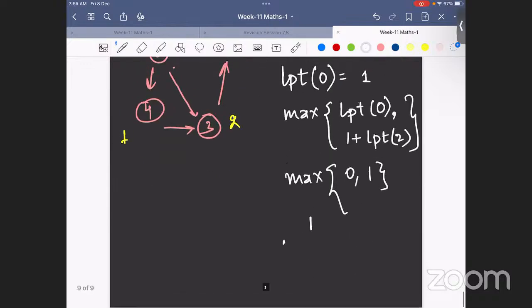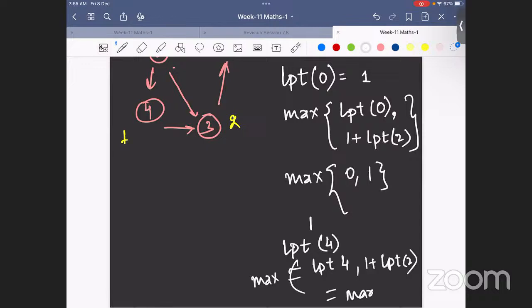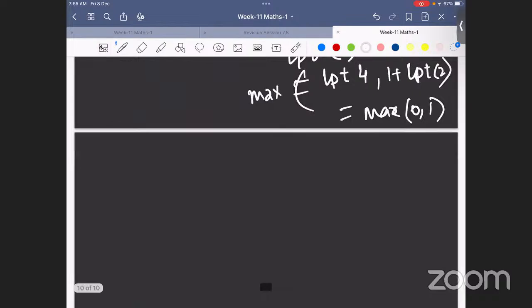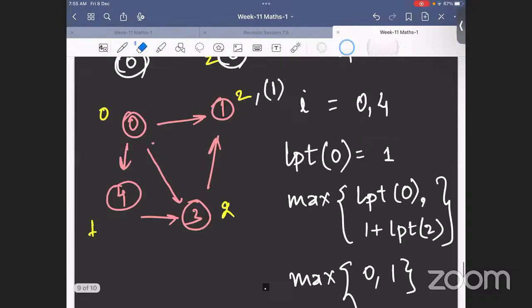Now you have to update the LPT of 4 also, right? And what should the value be again? Maximum of LPT of 4, comma 1 plus LPT of 2. And this also should be 1, right? Maximum of 0, comma 1. So this should also be 1. Correct or not? Yes, sir. Yeah, 1. Now the second step is what you have to do again.